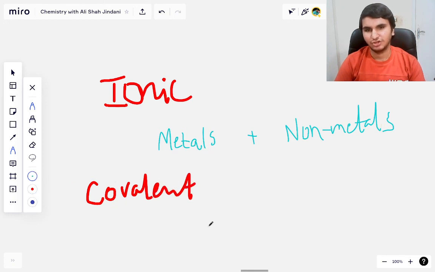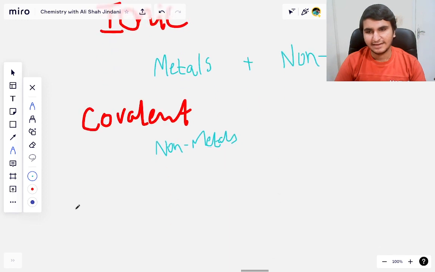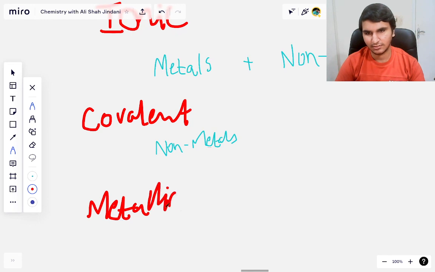Covalent bonding usually again occurs between non-metals, and metallic bonding, as the name suggests, occurs with metals. So in metallic bonding we are having metals, right?